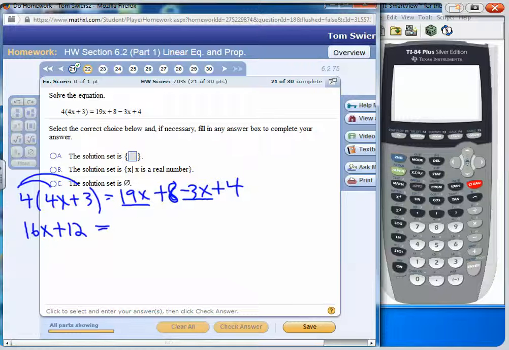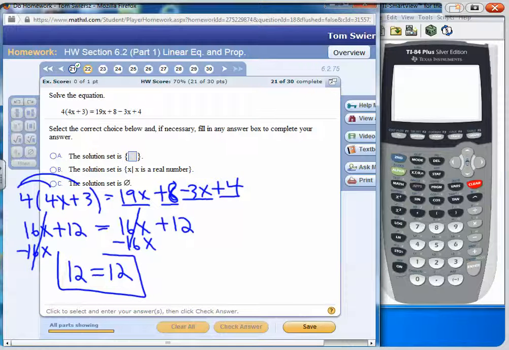combine like terms, right? 19x minus 3x is 16x. And 8 plus 4 is a positive 12. Now again, we have 16x on both sides of the equation. To get rid of the 16x on either the left or the right side, we'd subtract 16x. 16x minus 16x is 0. What remains on the left side is 12. 16x minus 16x, again on the right side is 0. What remains on the right side is 12.